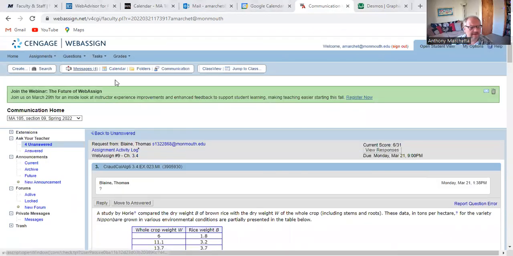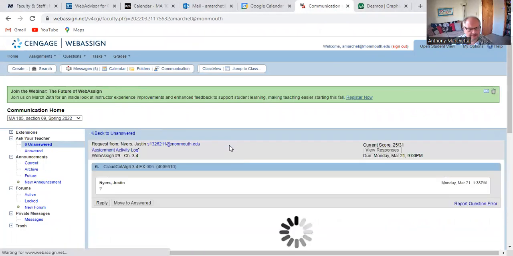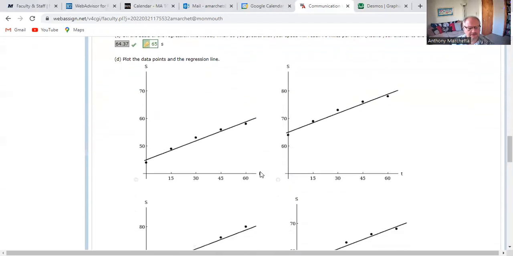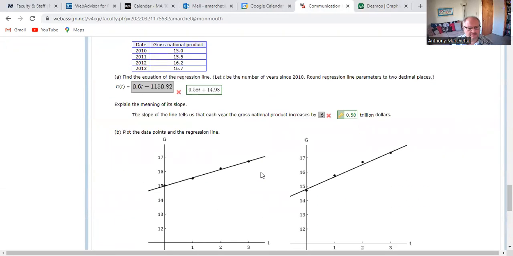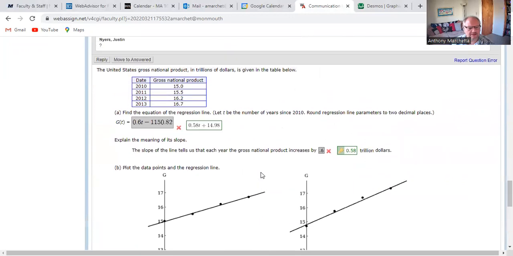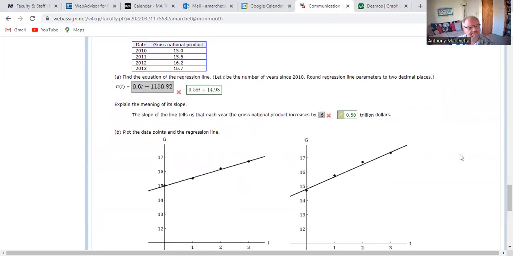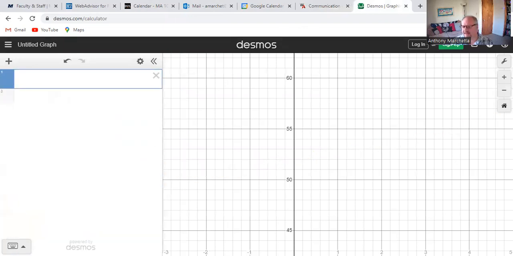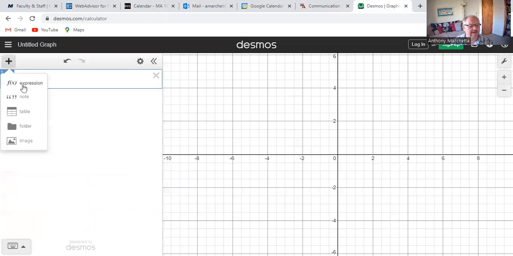Let me see. Looks like they've all been answered. That's good. We do have one here. Let's take a look at this one. Again, find the equation of the regression line. Okay, let's put this data in and see what we get. Why did that happen that way? Let's see. And let's put in a new table.